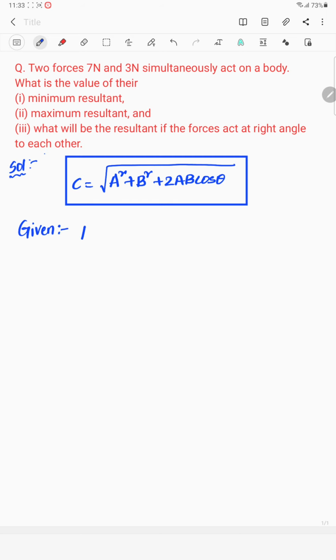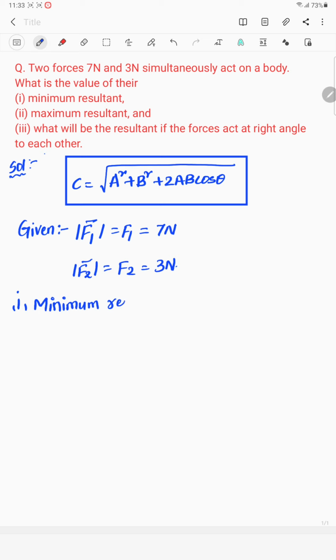The magnitude of the force F1 is 7 newtons, and there is another force F2 whose magnitude is 3 newtons. Now what are they asking? The first one is the minimum resultant. When can we have the minimum resultant for the two forces? Logically, we can think that we get the minimum resultant when the two forces act on a particle in opposite directions.